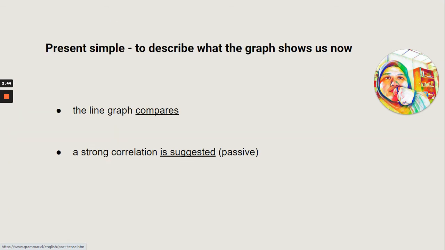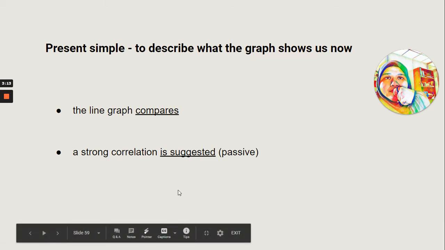Among the tenses that you can look out for would be present simple tense. The function is to describe what the graph shows us right now. For example, normally you begin with the introduction or the overview by writing, the line graph compares. So compares is in the present tense, or a strong correlation is suggested. It is still present simple tense, right?